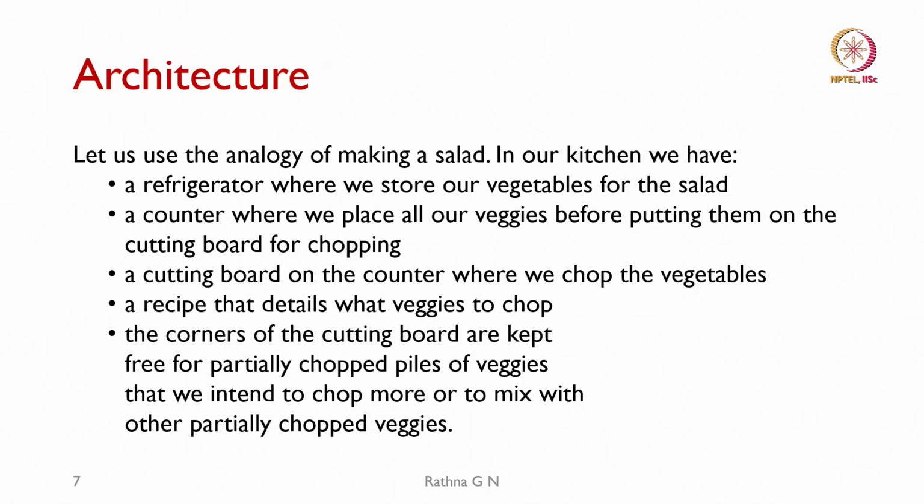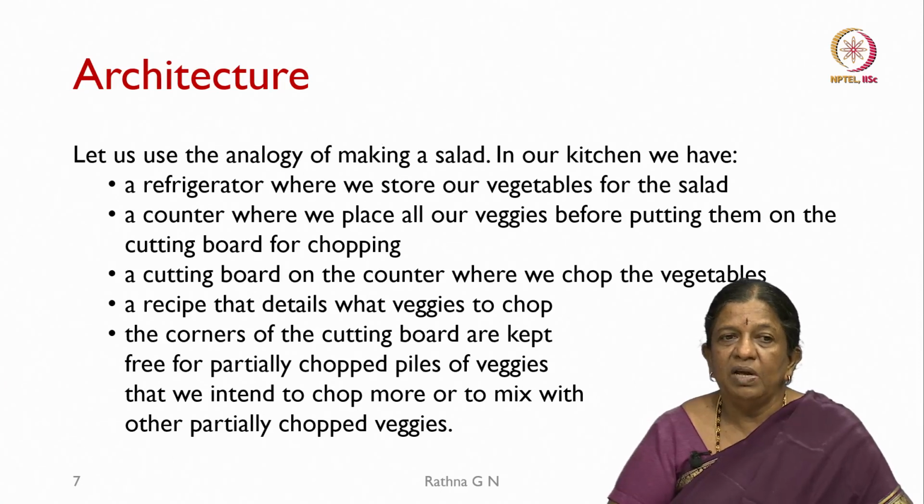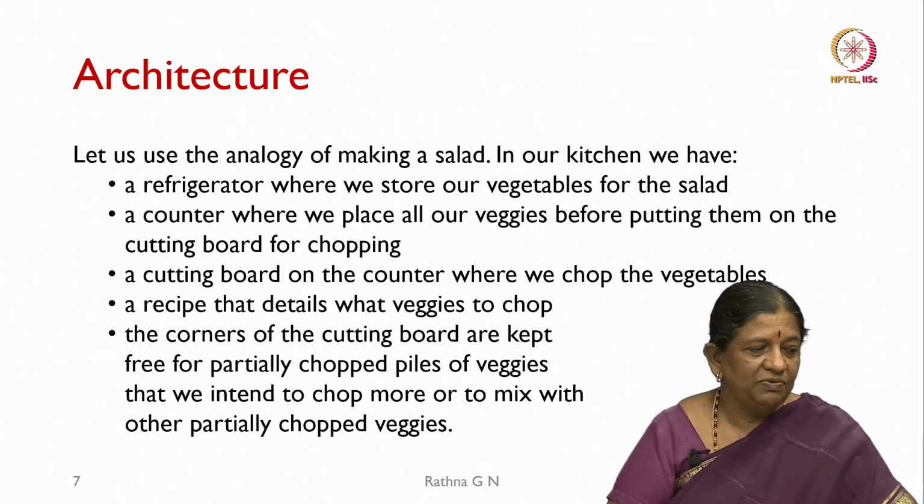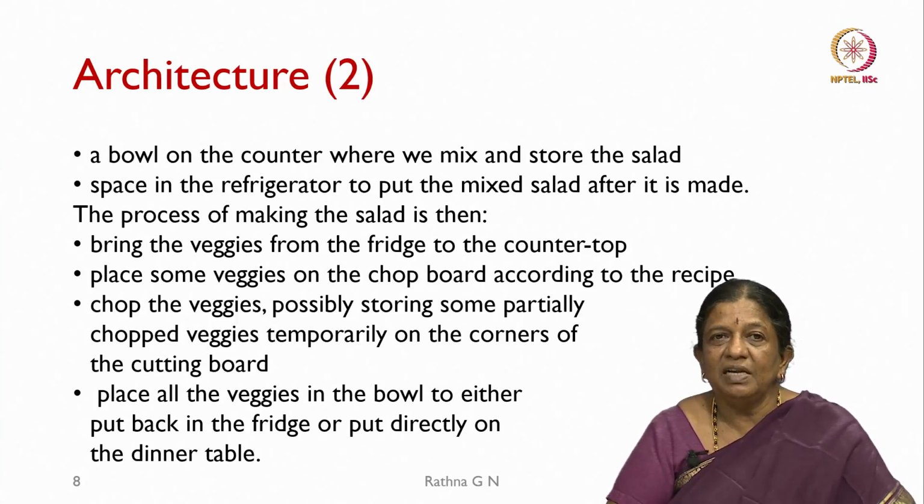So, with this we will see how the architecture is going to get fine tuned for handling these numbers. As an example, we will consider how one novice wants to prepare a salad in our kitchen. So, what are the things required? We say refrigerator, counter, cutting board, and recipe are first of all required. The corners of the cutting board are kept free for partially chopped ones to add the rest of the things. So, in the next slide we will see how the bowl is taken and then everything is mixed.